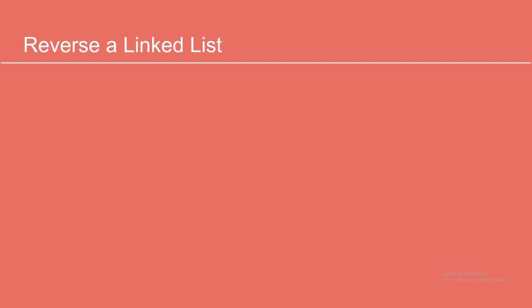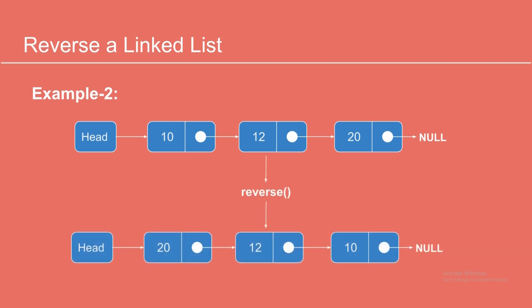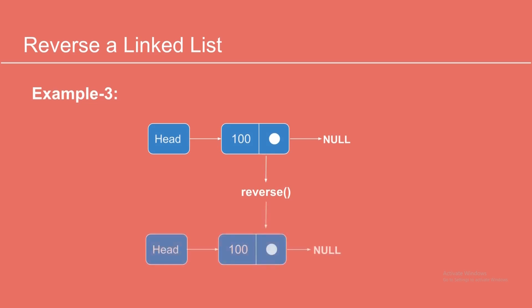Let's go through another example. Let's say we are given the following list. Then after applying the reverse operation, the list will look like the following. So head, where it pointed to node 10, now points to 20, then 20 to 12 and 12 to 10. Let's go through the last example. Let's say we are given a single node only. Then after applying the reverse operation, the list remains the same.